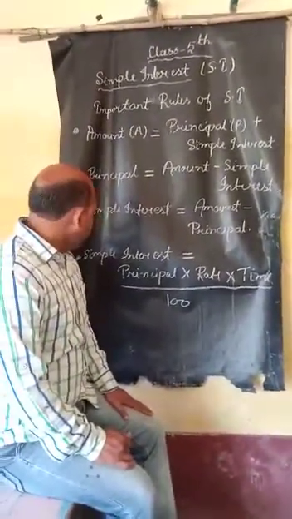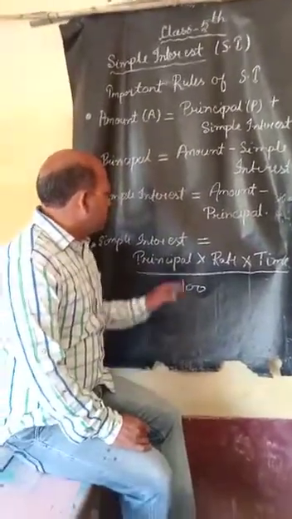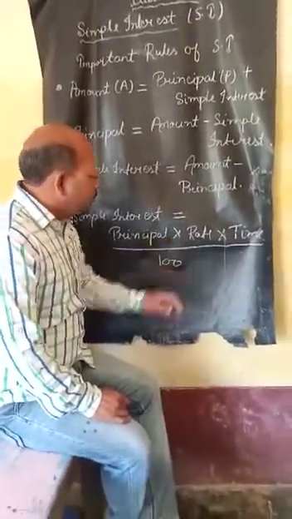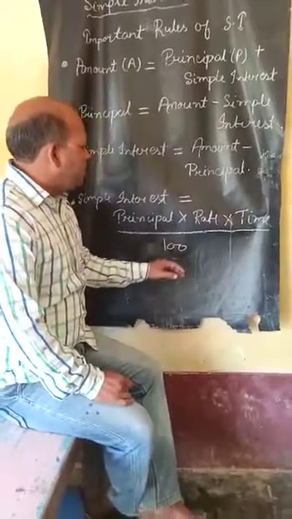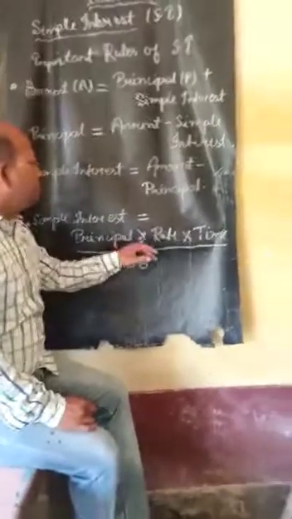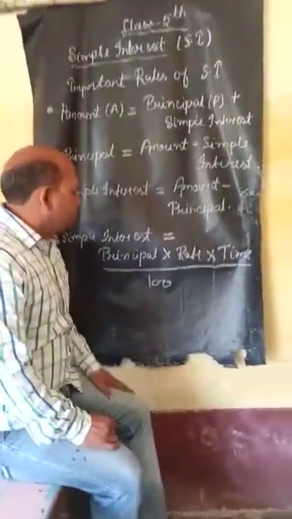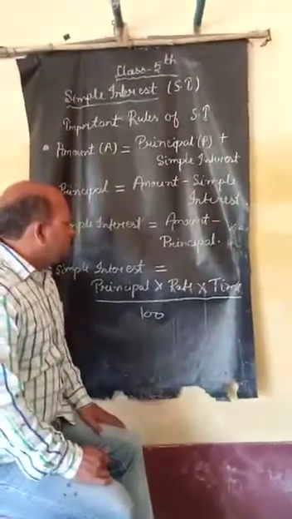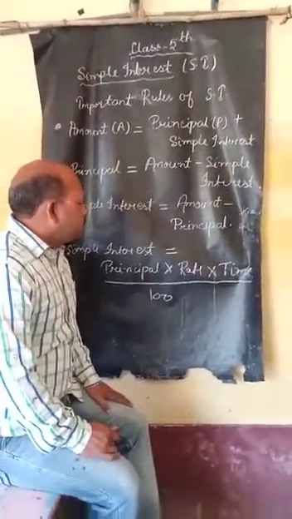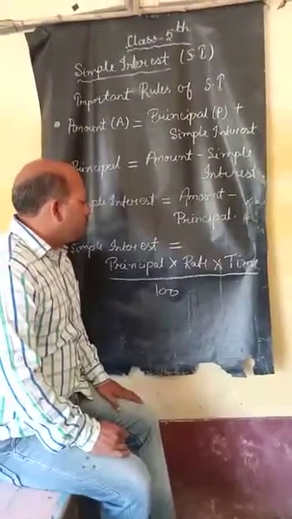The formula of simple interest is equal to principal into rate into time upon 100. We can write the formula in short form as P into R into T upon 100. To learn the formula of simple interest, we can easily remember simple interest equals PRT upon 100. PRT means P into R into T upon 100.